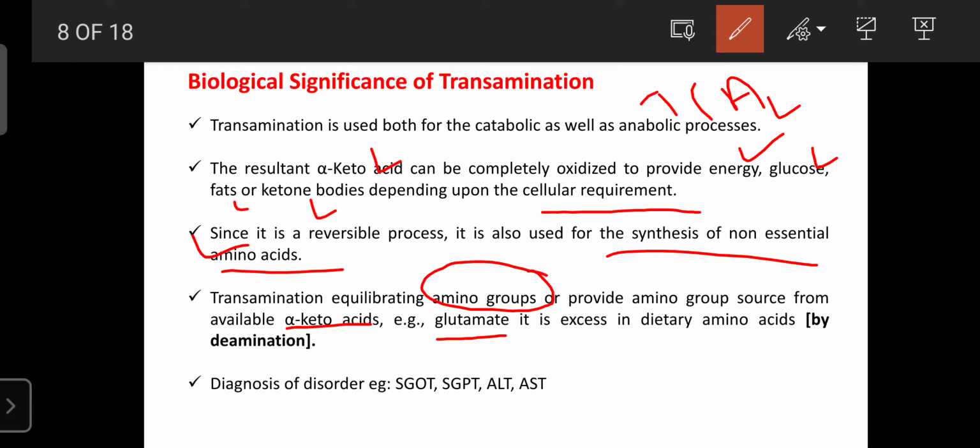And in our food, the dietary amino acids are rich in glutamate. Glutamate is also richly present in our dietary proteins as an amino acid.